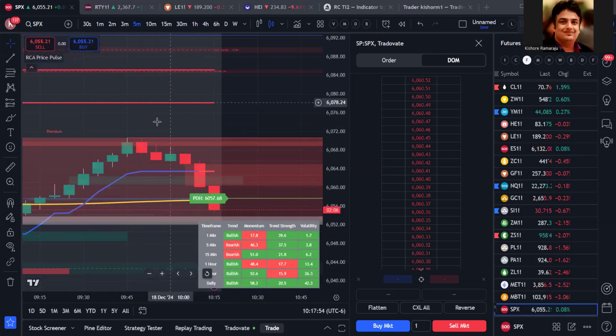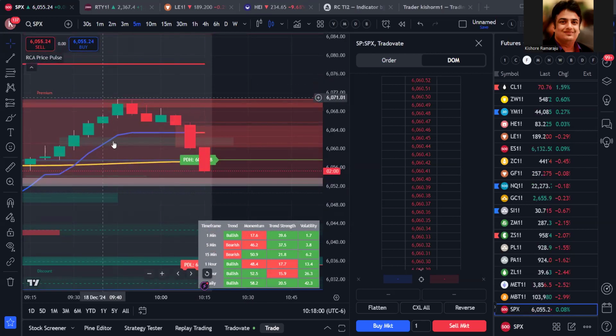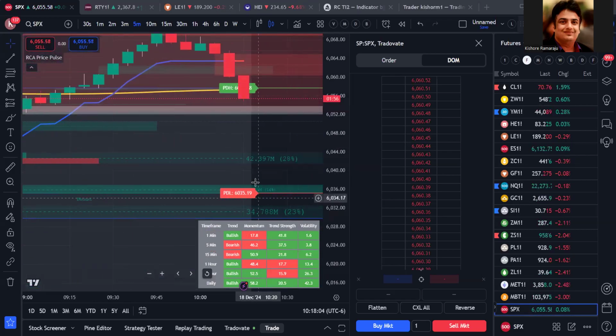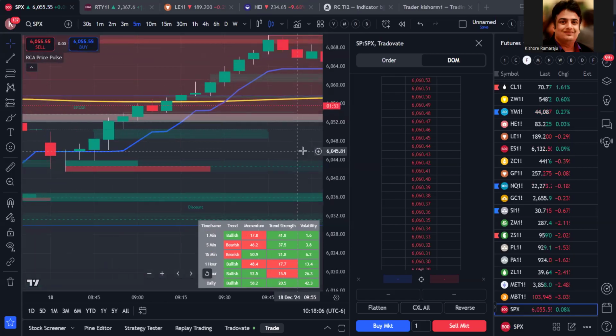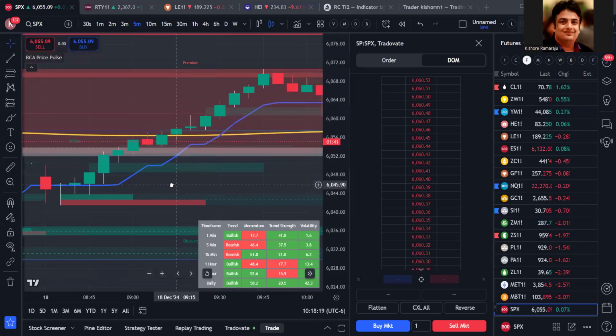Right? That is generally a good opportunity to go short. So we use this discount zone, premium zone, and then these buy order blocks, sell order blocks, and then this line. So if this line is blue and it touched a discount zone or it touched a buy order block, and if it turned blue, that is a great opportunity to go long.